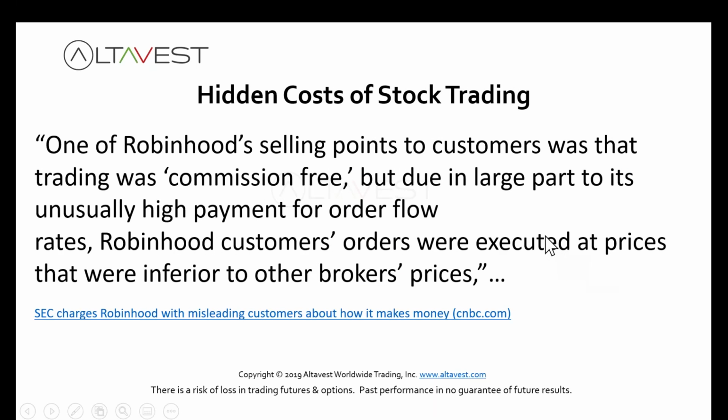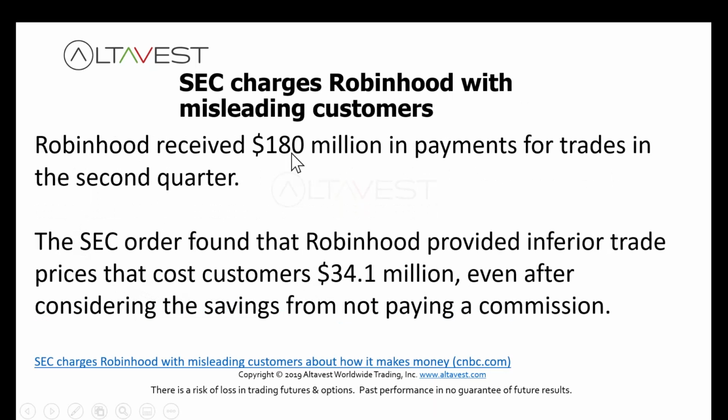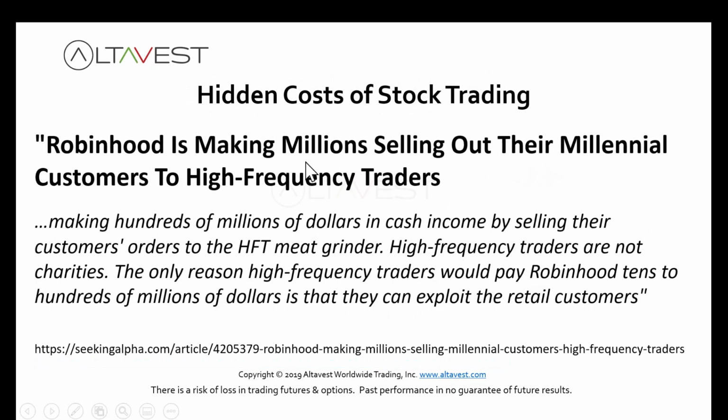So what is that payment for order flow? When you place your order with them, they don't fill the order. That order is filled by a third-party market maker like Citadel. And Citadel pays Robinhood so that they can fill those orders. And why do they do that? Well, let's look, I'll show you. Robinhood received $180 million in payments in just one quarter. The SEC found they provided inferior trade prices, costing customers $34 million, even after considering savings from not paying a commission. They make millions selling out their millennial customers to high-frequency traders.